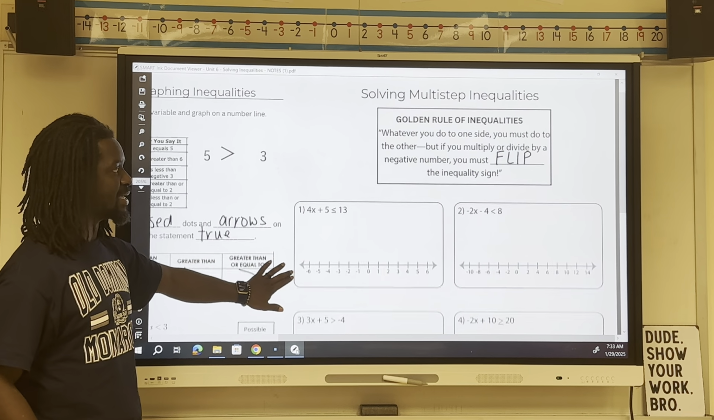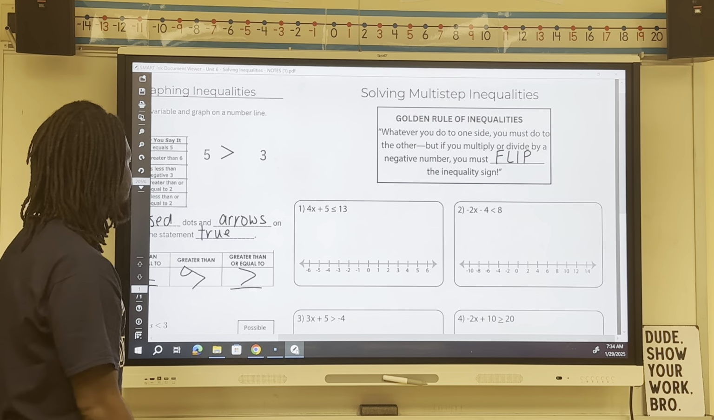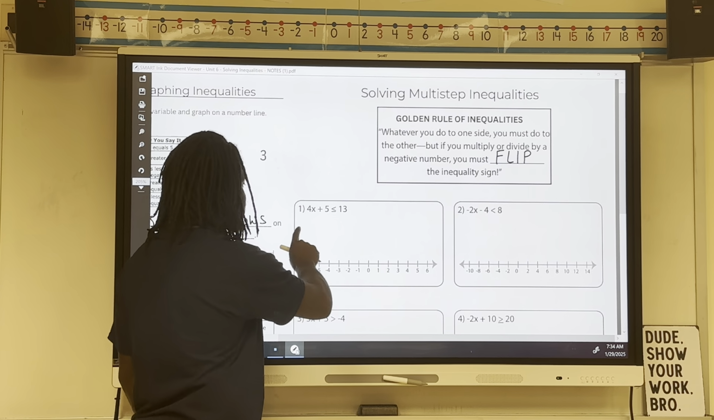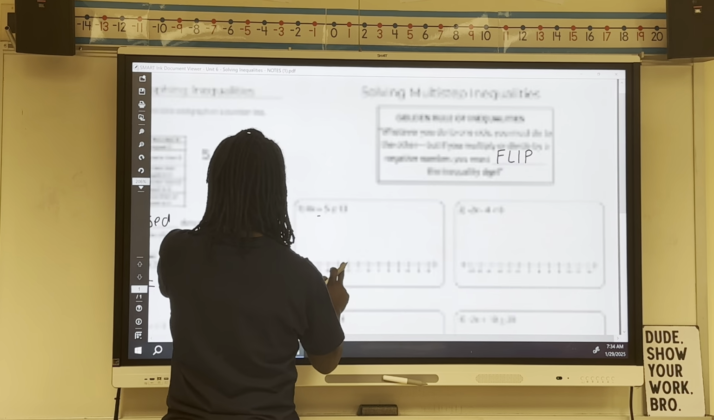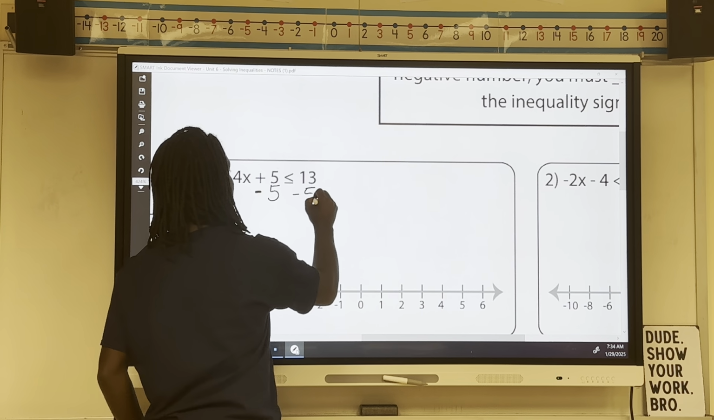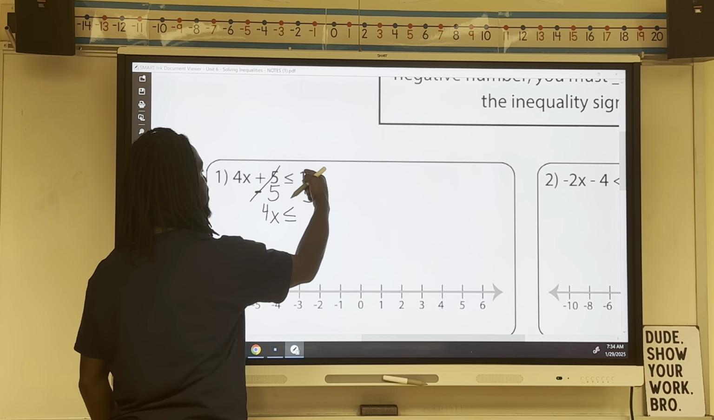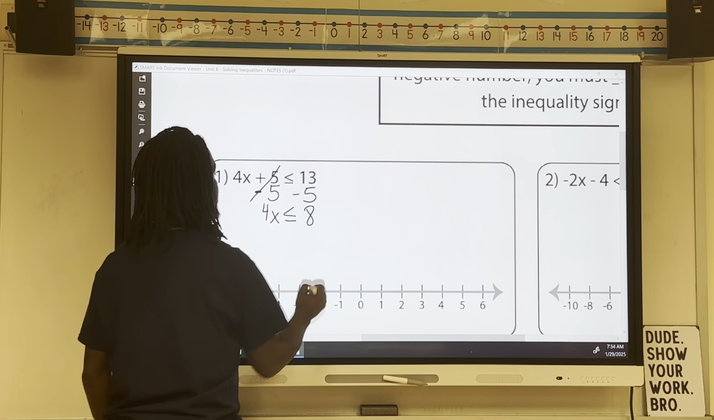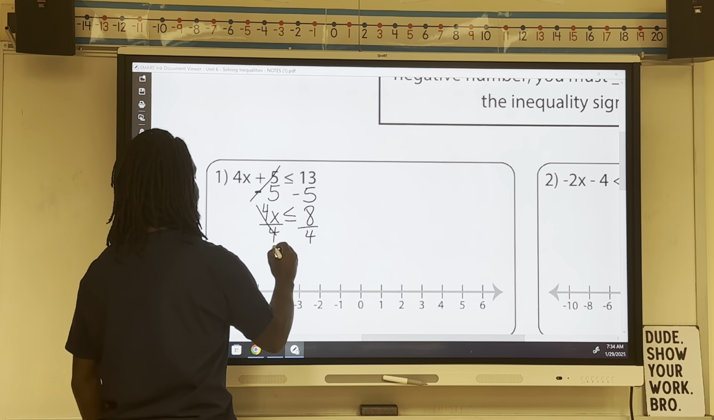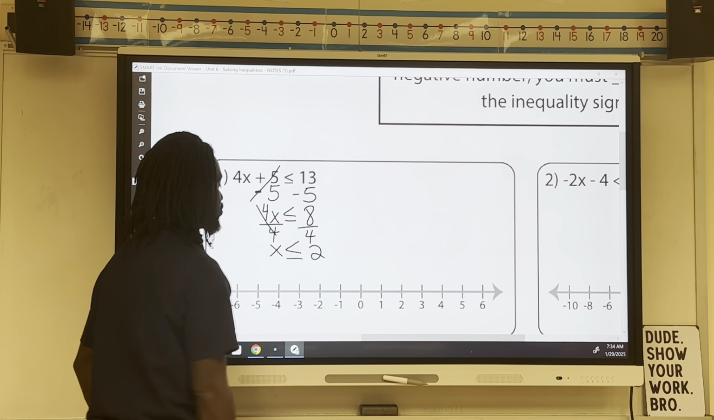We're going to come back to that in just a few moments, but let's look at solving a multi-step inequality. I want to get this x by itself, and I'm going to do so by doing the inverse operation. I'm going to subtract 5 from both sides. The 5s cancel, leaving me with 4x is less than or equal to 13 minus 5, which is 8. Then I'm going to divide by 4 to get rid of the 4s. Now I have x is less than or equal to 8 divided by 4, which is 2.